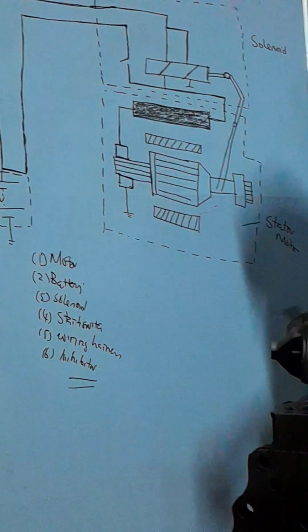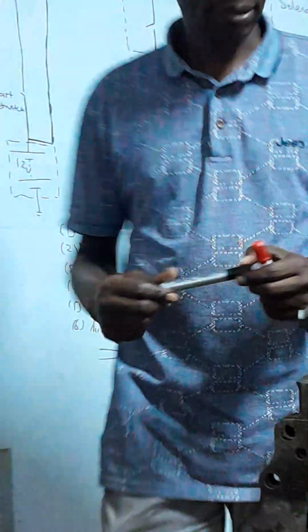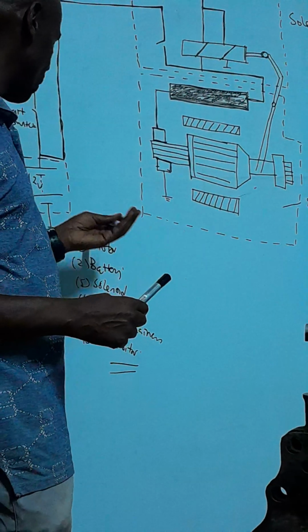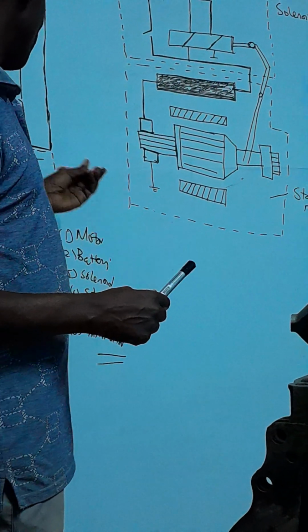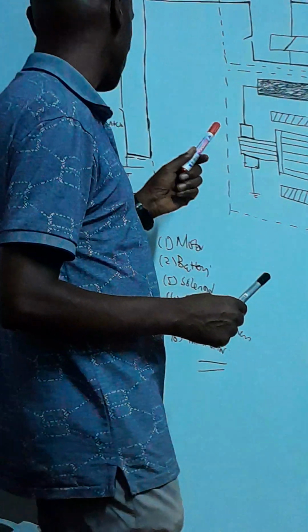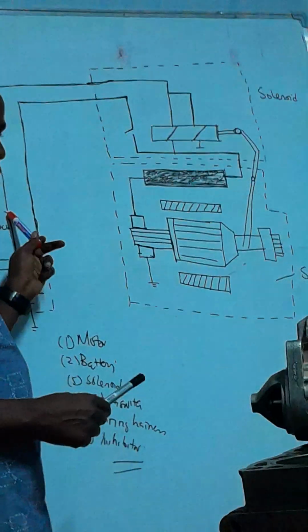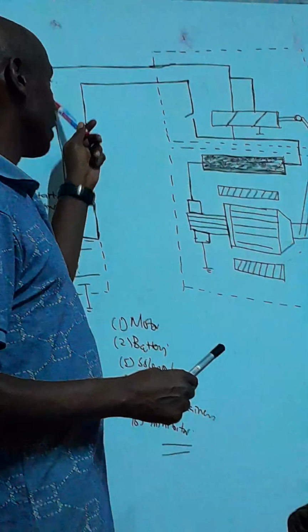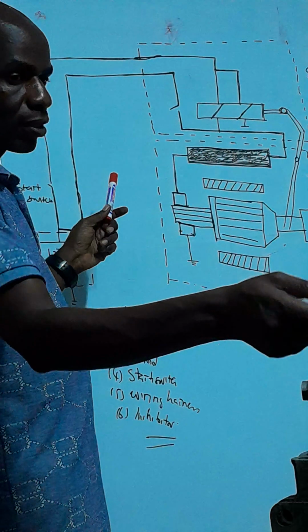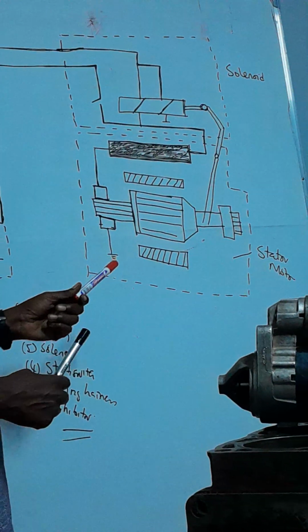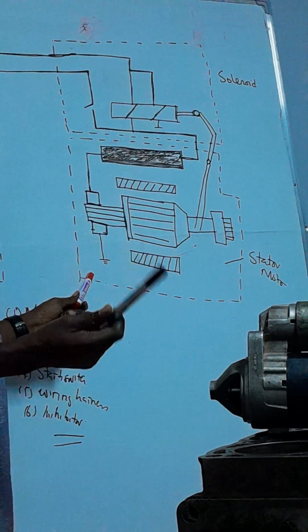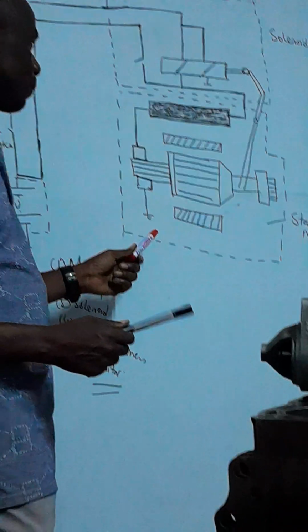Maybe just a quick rundown of these major components. We say the major components of the starting system are the battery, which is the source of power, the start switch, which is used to control the system by the driver. Then the solenoid. The solenoid, its function is to connect the battery directly to the motor. That's why we call it a heavy-duty relay.